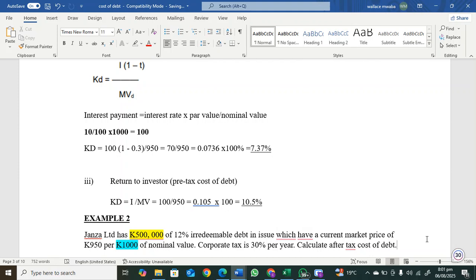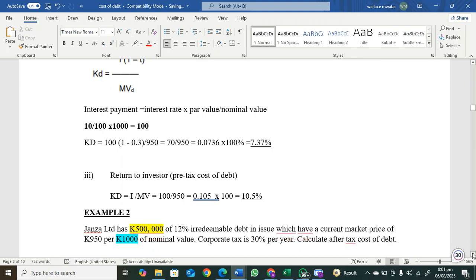Okay, we can share the answers. I believe someone has got an answer. What answer have you got? 8.8. Okay. Anyone else finding 8.8? I think that one is correct. What are the others finding? Before I show my workings.